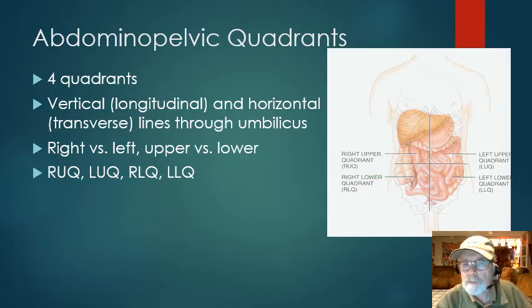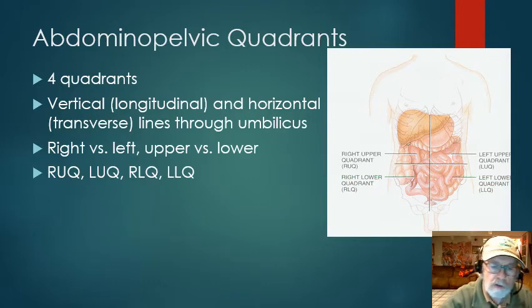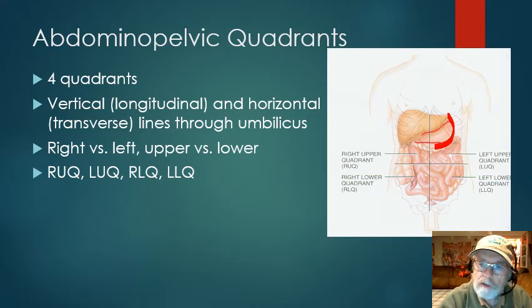Well, in a normally appearing abdomen, there are certain things that sit in certain quadrants, and where they should be. Let's look at a couple of these things. Let's look at the stomach. Here's the stomach right here. It sits right in there.